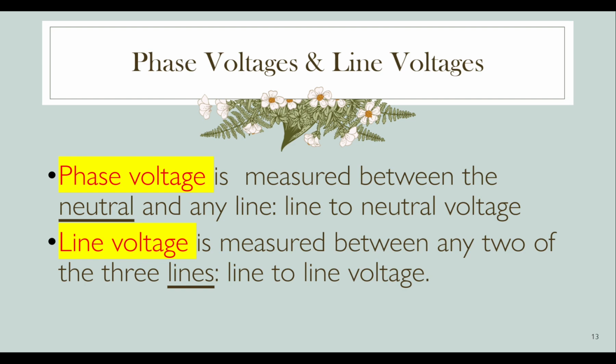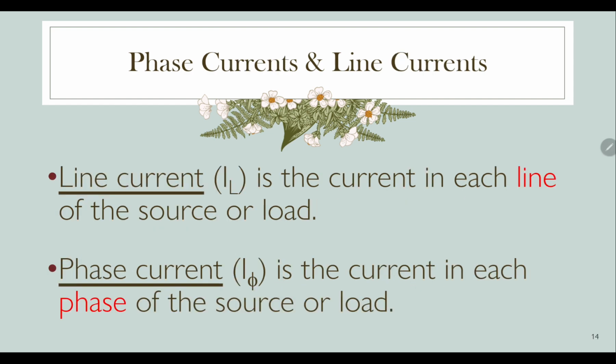Phase voltage is measured between the neutral and any line, line to neutral voltage. Line voltage is a measure between any two of the three lines, line to line voltage. Line current, IL, is the current in each line of the source or load. Okay, you remember you have 1, 2, 3, where you have lines A, B, and C. Phase current is the current in each phase of the source or load. You have the source here and load here.